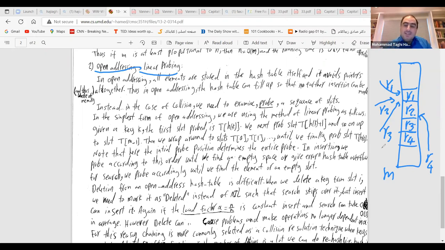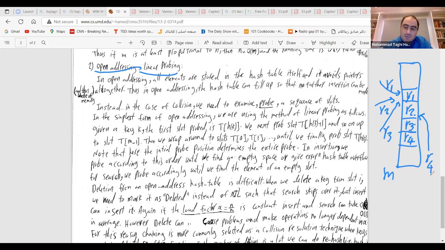Good. So this is essentially the way that we are doing inserting. We don't have any extra space here. We always insert in the same array. However, for insert, it would be like this. Then for search would be like this.